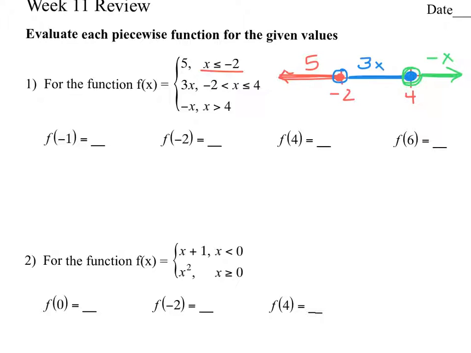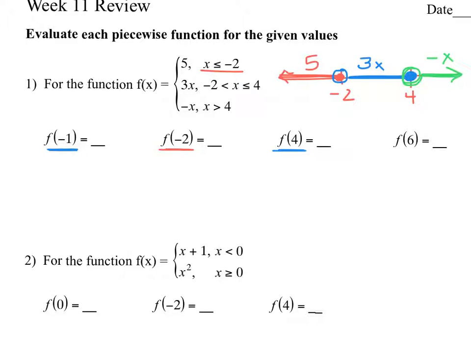So I'm going to take a second to color code that. This is in the blue section. -2 is weird. That's on the edge. It's open for the blue, but it's closed for the red. So -2 belongs to the red section. Okay, 4 is another tricky one. It's on the edge here. It's closed for blue and open for green, so it belongs to blue. It belongs to wherever it's closed.